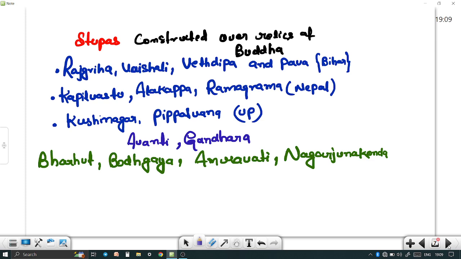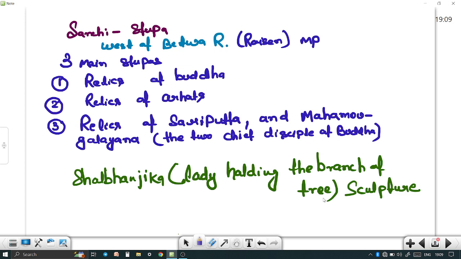Now we'll talk about the Sanchi Stupa, which has three main stupas. It's a World Heritage Site and lies to the west of the Betwa River in Raisen district near Bhopal. Let me explain that this was also a question in UPSC 2021.